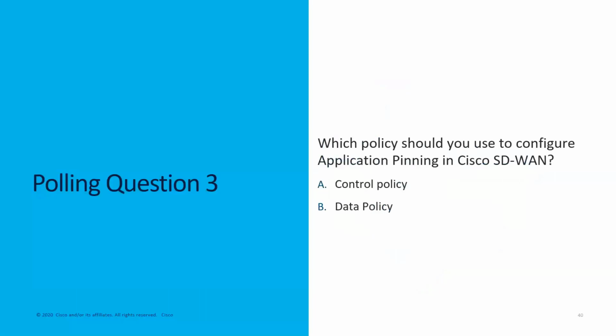For our third polling question, I'm going to ask you, which policy should you use to configure application pinning with Cisco SD-WAN? Are you going to use A, a control policy, or B, a data policy? Yeah, I see the results. Most of you answered data policy, which is the correct answer. Good job, it seems we're making progress here. I'm going to close down the poll.